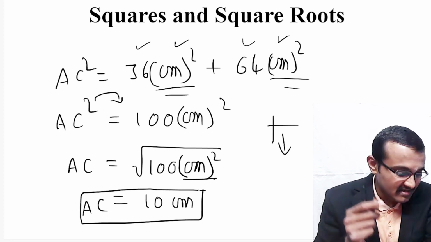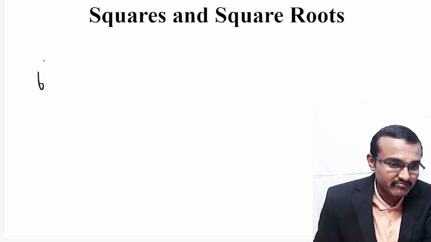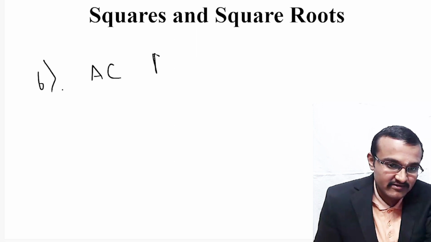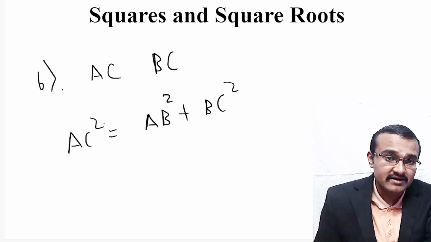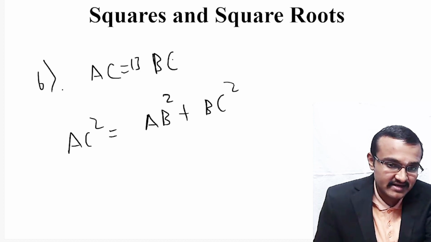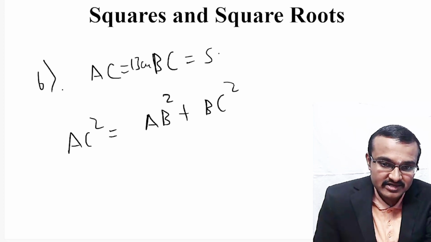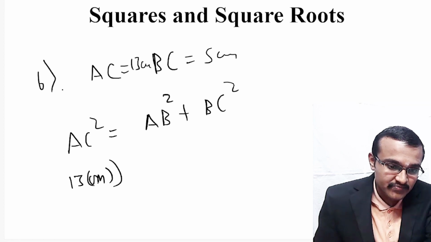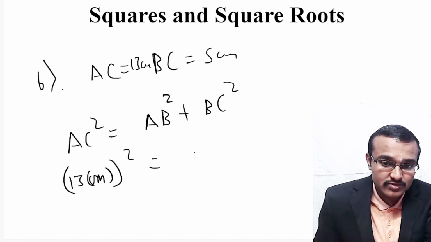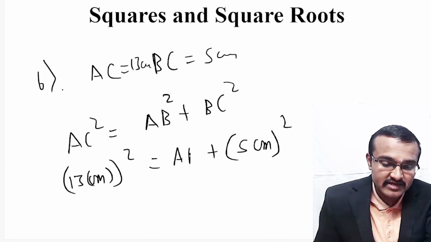Similarly, in B question, they have given AC as 13 centimeter, BC as 5 centimeter. So coming to the B question, they have given the AC value and the BC value. Here AC square is actually equal to AB square plus BC square. So here AC is 13 centimeter, BC is 5 centimeter. So 13 centimeter whole square is equal to AB square plus 5 centimeter square. So AB square we have to find out.